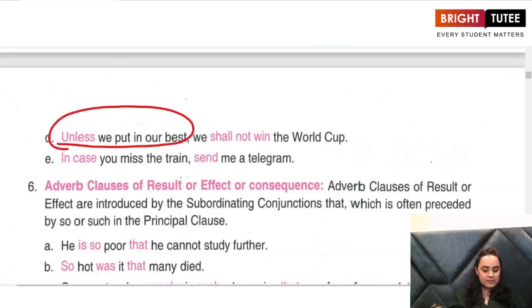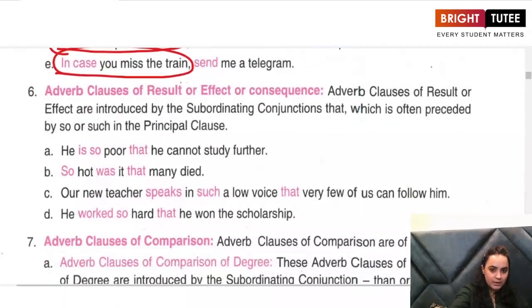In case you miss the train, send me a telegram. What is the condition for me to send you a telegram? If in case I miss my train. So those adverb clauses which tell us about the condition that needs to be followed when something takes place are known as adverb clauses of condition. Let us look at the next type of adverb clauses now.